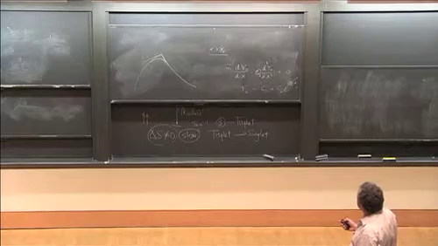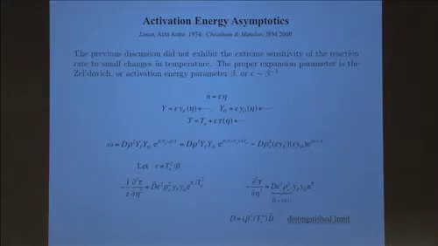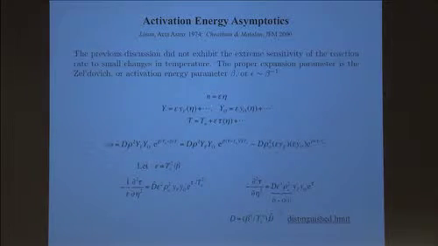Now, it was later found, primarily by the work of Liñán in 1974, that a more powerful expansion is to use the activation energy parameter rather than the Damköhler number. But in fact, you need both. In other words, you need what we call a distinguished limit.